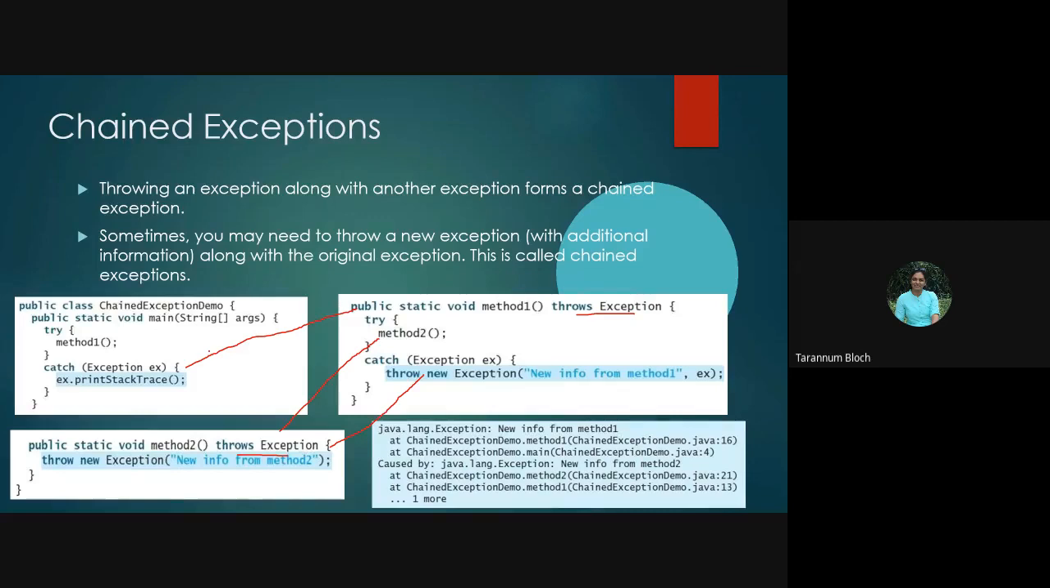This is calling this, right? And this is calling this, right? So this is the catch for this, and this is the catch for this. So this is the entire chain. We call it a chained exception.